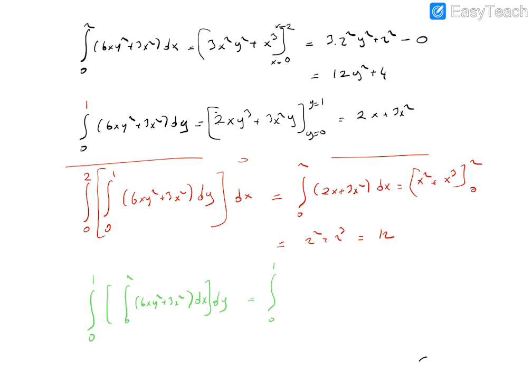Actually, it's not surprising for mathematicians, but for others it may be surprising. So this is already calculated, which is 12y squared plus 4 dy. This is 12y cubed over 3, so 4y cubed plus 4y. Y changes from 0 to 1. So this is 4 plus 4, minus 0. This is 8. But where is the mistake?